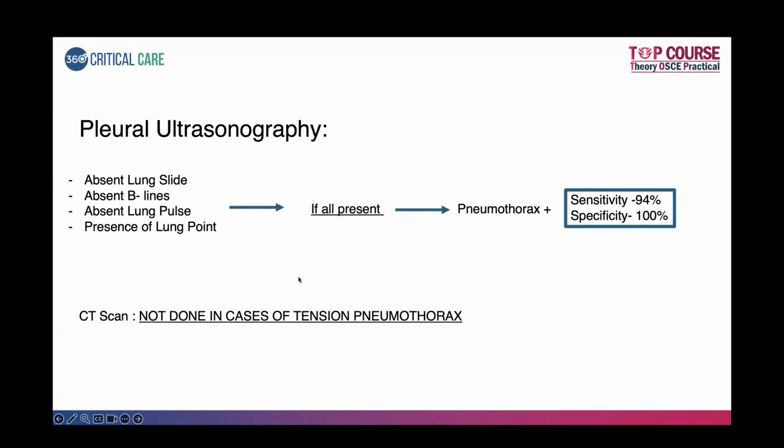So CT scan is not done in cases of tension pneumothorax for obvious reasons. It is done only if the patients are hemodynamically stable, to transfer to the CT room. The time during which it is done itself can lead to a cardiac arrest.